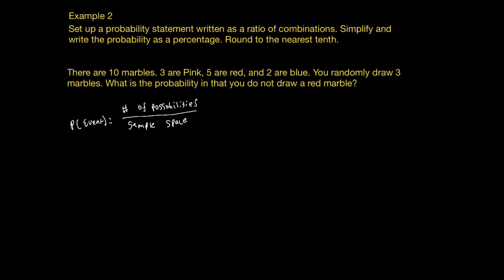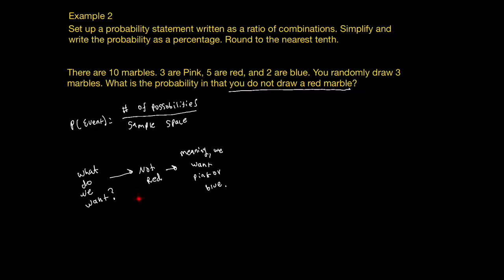So what do we want here? For this example, we want not red. We want to draw something that is not red, meaning that we want pink or blue. So here, let me box pink and blue. So the possible ways in which we can get pink or blue is 3 plus 2, so we have 5 possibilities. And now our event is telling us that we're going to draw 3 marbles. So out of the 5, we want to choose 3. That is the number of possibilities.